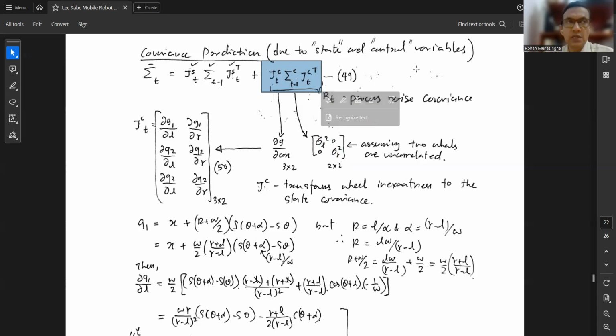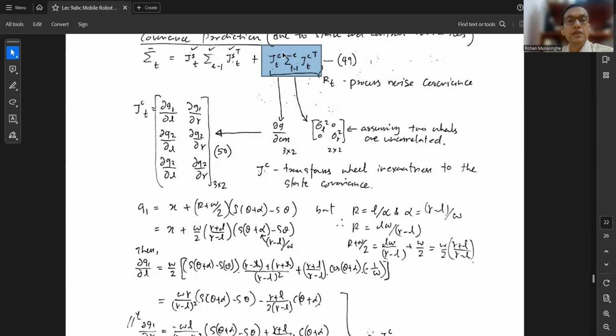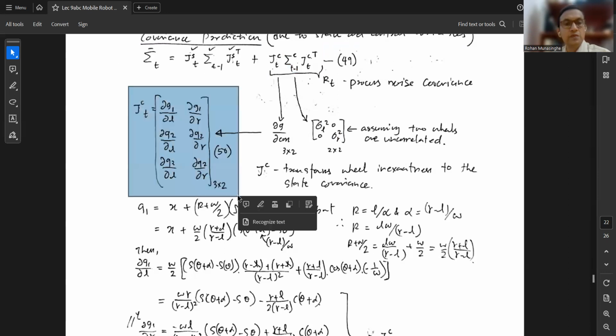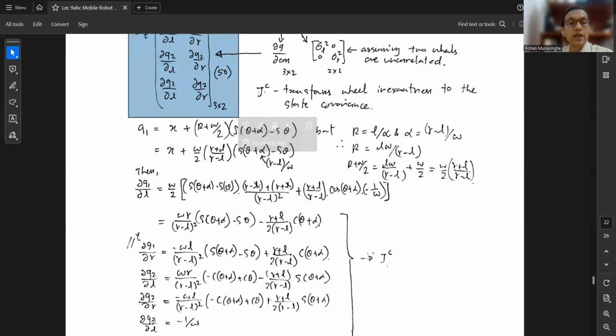So we need to find the control Jacobian, J superscript C. For that, you need the vehicle model and differentiate partially with respect to each and every control variable. Here we have two, L and R. And this is that equation, equation 50. And it goes on like that.